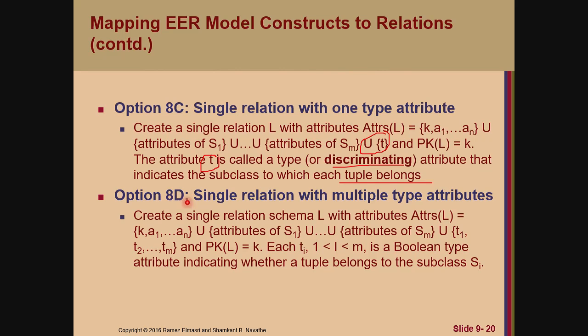D, single relation with multiple type attributes. Okay. Create a single relation schema L with the key and the other attributes, union with the attributes of the subclasses, and union T1 to Tm. And here the T, the new one, is a set of Boolean type attributes as flags to indicate whether a tuple belongs to the subclass.